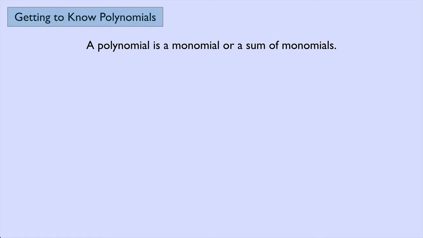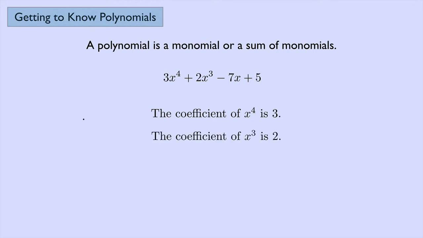Since a binomial is a sum of monomials and a trinomial is a sum of monomials, binomials and trinomials are also polynomials. So let's look at this one: 3x to the fourth plus 2x cubed minus 7x plus 5. That's a polynomial. We would say that the coefficient of x to the fourth is 3. So I'm looking at the x to the fourth term, and I see a 3 out front. That's the coefficient. Similarly, the coefficient of x cubed is 2. The coefficient of x is -7, and the constant term is 5.